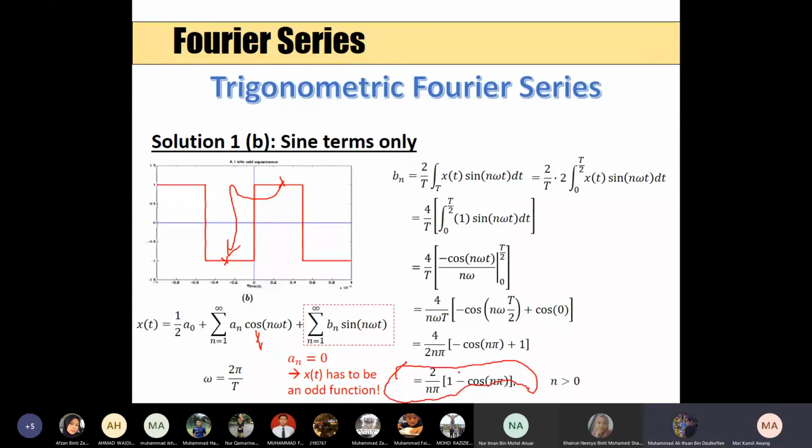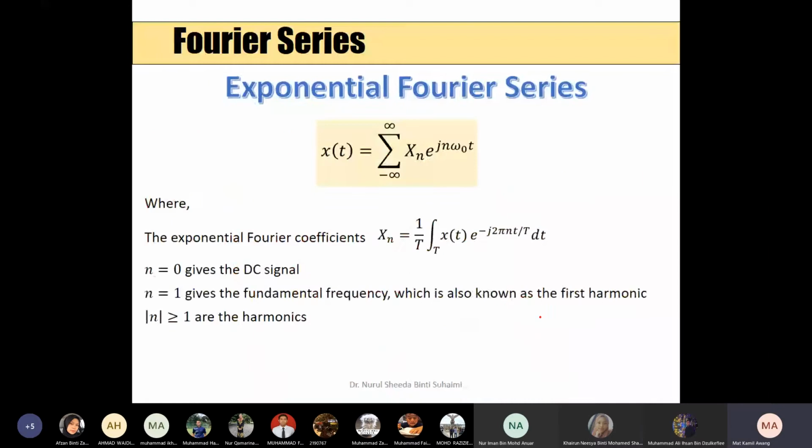So that is the Fourier series for this x of t, right? That is in the form of trigonometric Fourier series.